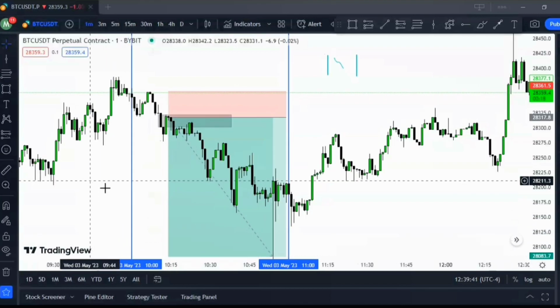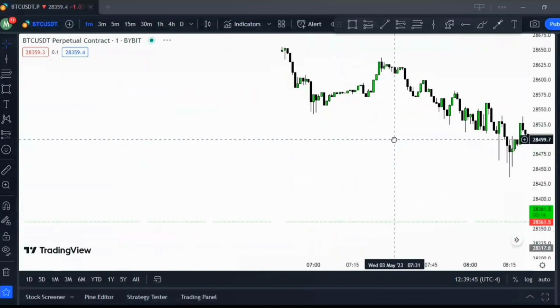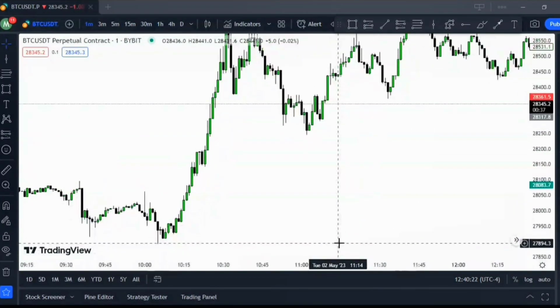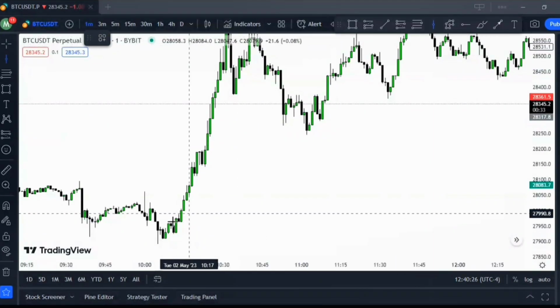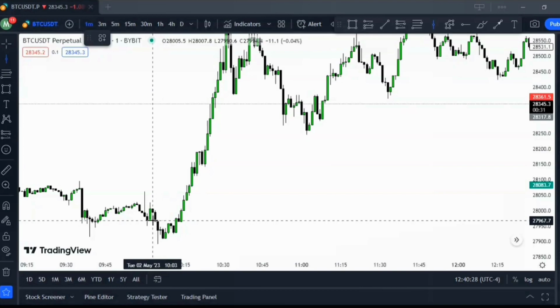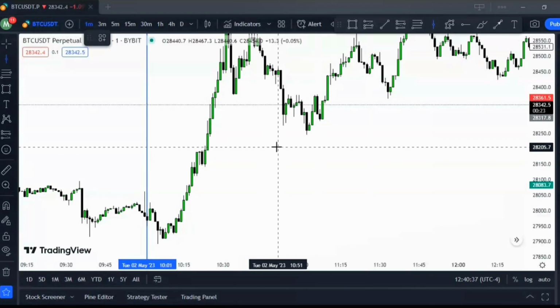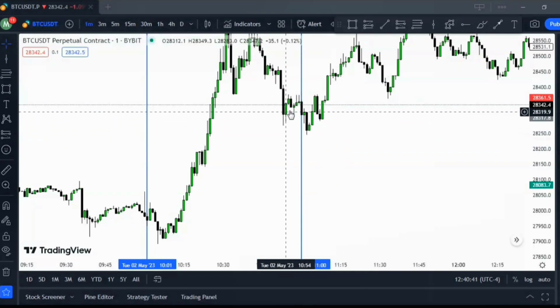So we will shift to yesterday's 10 a.m. and 11 a.m. Okay, so this is yesterday's price action. This is our 10 a.m. We draw a vertical line here at 10 a.m. Okay, then we draw a vertical line at 11 a.m. Okay, so again, we will look for a fair value gap.